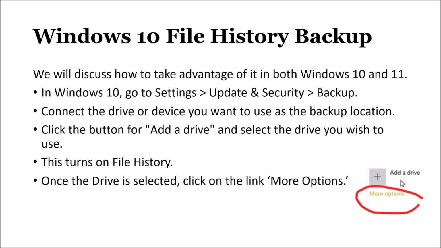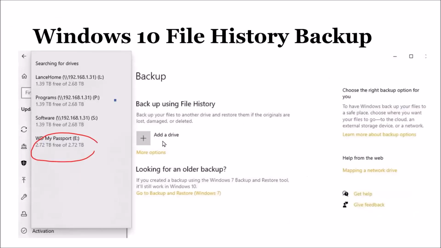In Windows 10, you'll want to go to Settings, Update and Security, Backup. Connect the drive or device you want to use as the backup location. Click the button for Add a Drive and select the drive you wish to use. This turns on File History. Once the drive is selected, the backup will begin. As in this case, you can see we're using My Passport.